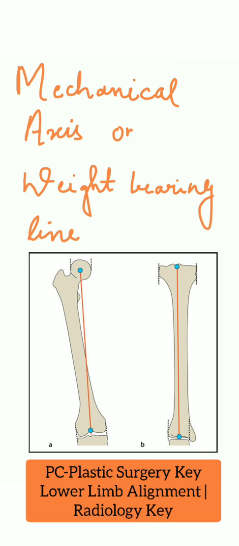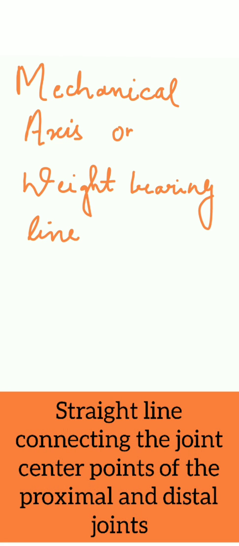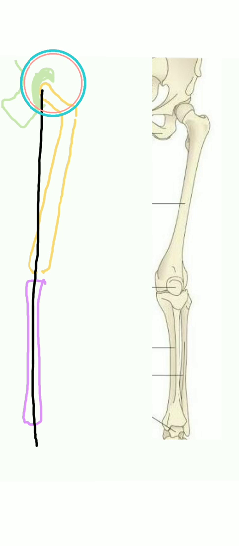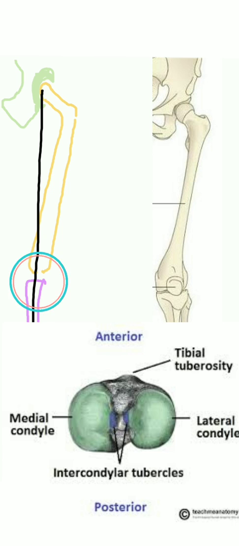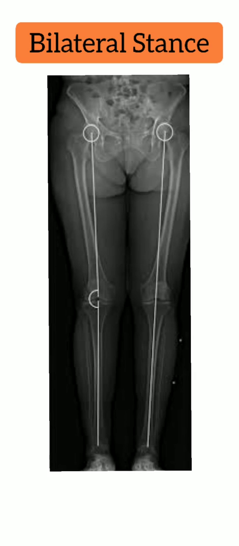Next is the mechanical axis or weight-bearing axis. It is a straight line connecting the joint center points of the proximal and distal joints. Let's visualize it. Again, this is the left leg, the femur in orange, the tibia in purple. This is the mechanical axis of the lower limb. It extends from the center of the hip joint, between the intercondylar tubercles of the tibia, and to the middle of the ankle joint.